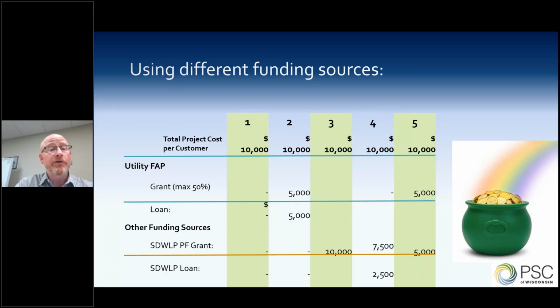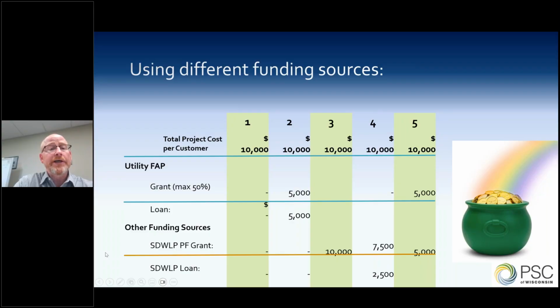Scenario number 4 is what I think is happening a lot today, which is the 75% principal forgiveness, and then the rest of it in a Safe Drinking Water Loan Program loan. So you can see $7,500 for the principal forgiveness, $2,500 for the loan, and ideally that would mean that the customer would be paying $2,500.